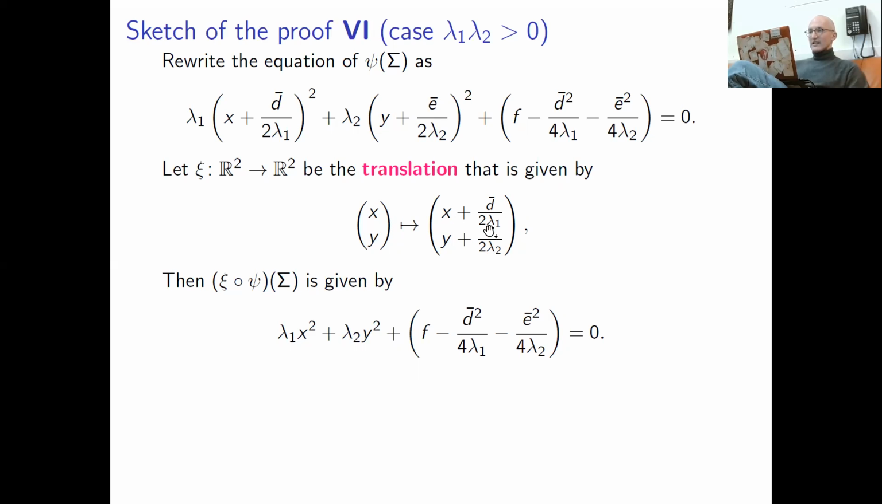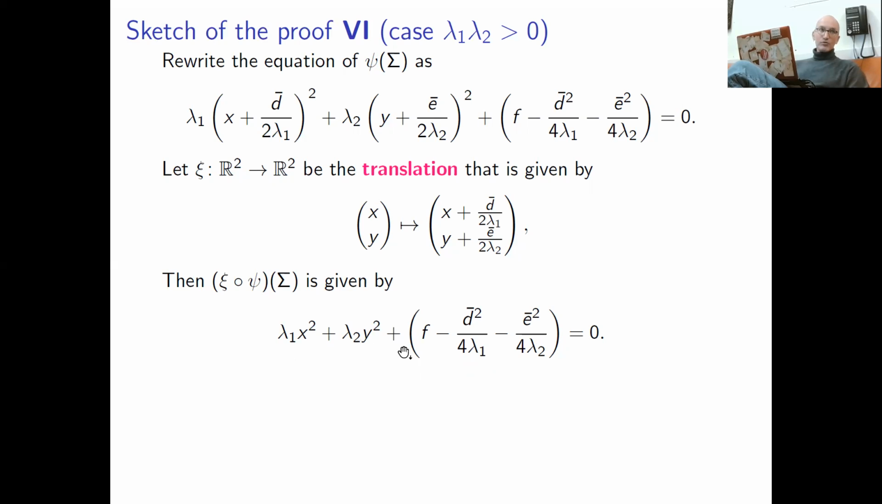If you have this translation, then after translation, instead of this term, you're going to just have x squared. Instead of this term, you're going to have y squared, yeah? And this term is going to be the same, yeah? So you get this equation. Okay, and again, this is some number which you can explicitly compute in every example.